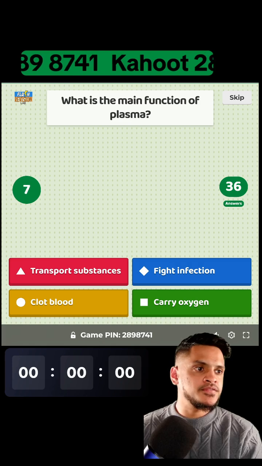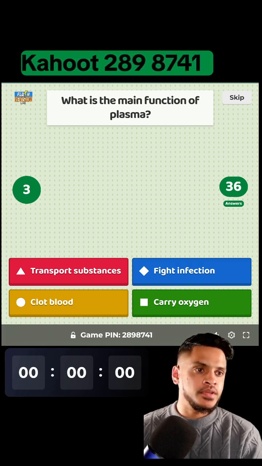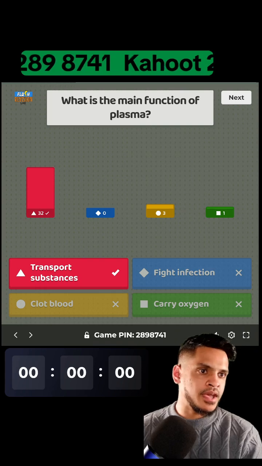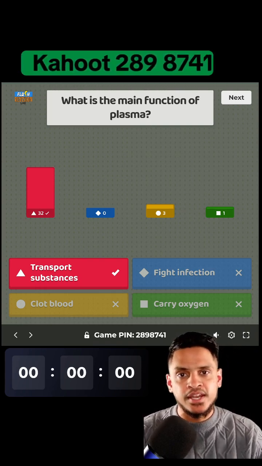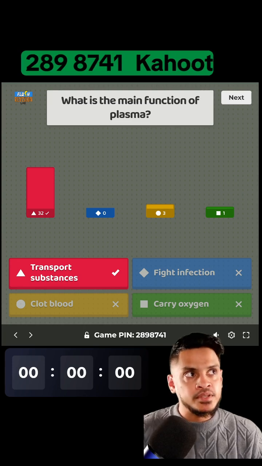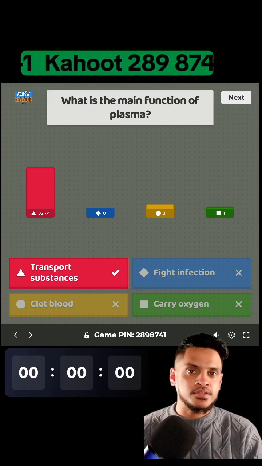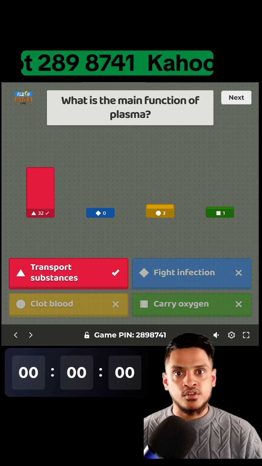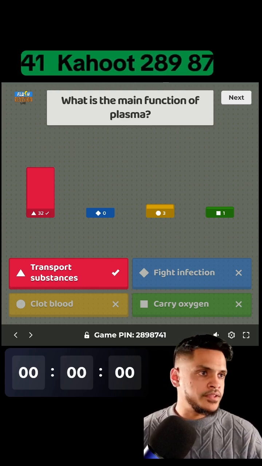Transport substances, fight infection, clot blood, or carry oxygen. We've already done 3 of these. This is the 4th one. Yeah, most of you have got that. It transports substances. It's a liquid. It's the liquid part of blood. It's where the white blood cells, the red blood cells, and the platelets are all suspended in that liquid, and that's what carries all of those 3 things around. Not only does it carry that, it carries loads of other things as well. It carries carbon dioxide, hormones, other nutrients.